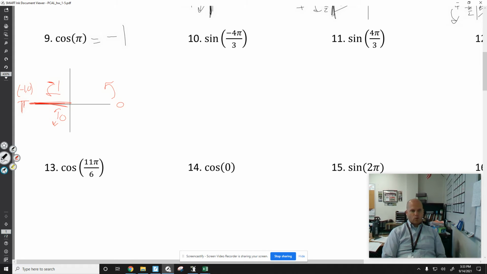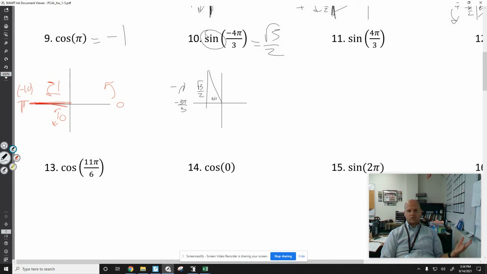Sine of -4 pi over 3. All right, I know where -3 pi over 3 is. It's over here. I need to subtract another pi over 3 or add another -pi over 3 right here. 60-degree reference angle. Sine, opposite. That's it. I don't have to draw all the triangle lengths. I know what I'm doing. I'm trying to find the sine. So, opposite.